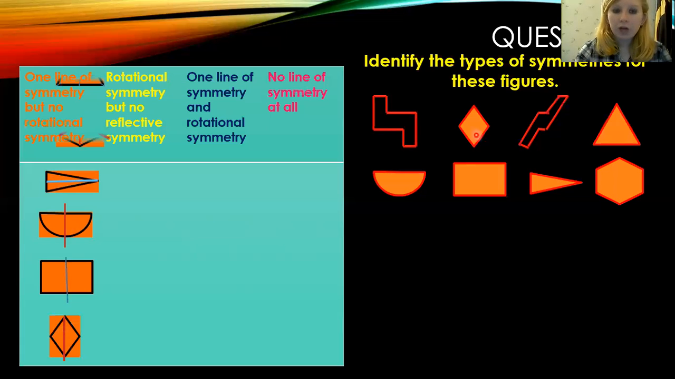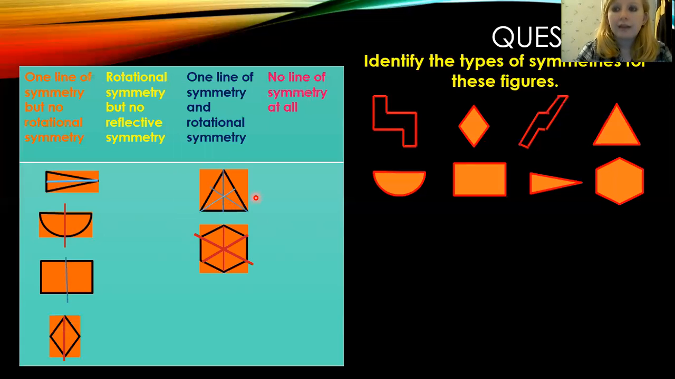But there were 2 figures that matched the description of 1 line of symmetry and rotational symmetry. That would be the equilateral triangle and the hexagon, because when you put lines of symmetry on there, so vertically, and then you turn it and you put another line of symmetry from point to base, and then you turn it and do the same thing, you'll still get the same figure on both sides of the line. Same goes with the hexagon. Anywhere you put that line of symmetry, you'll get the same figure on both sides of the line of symmetry.